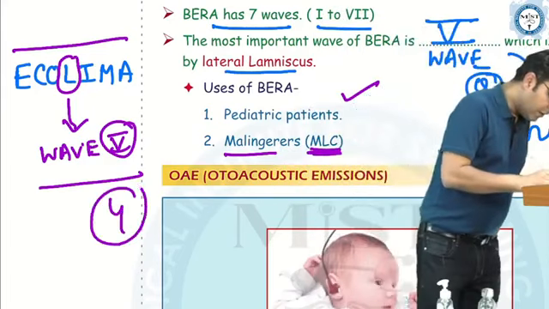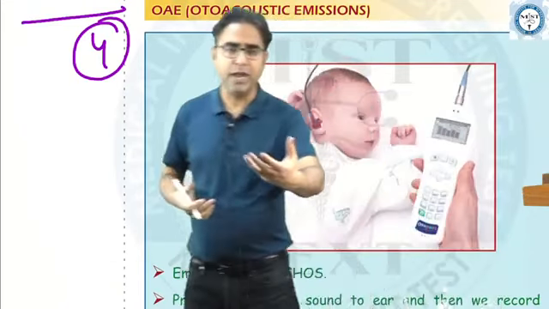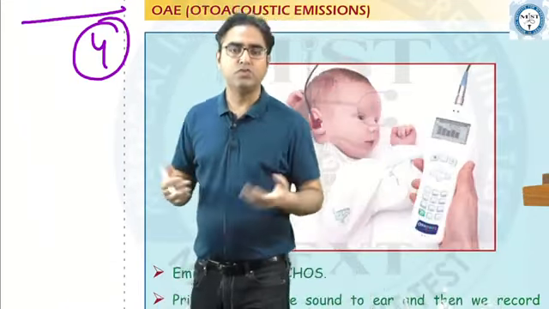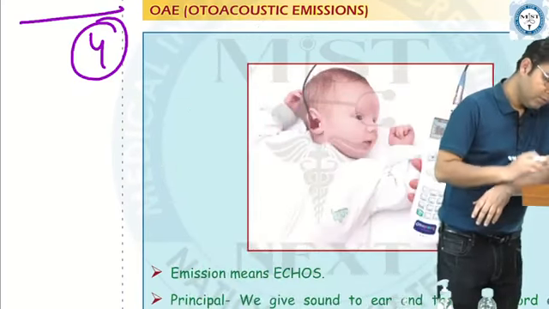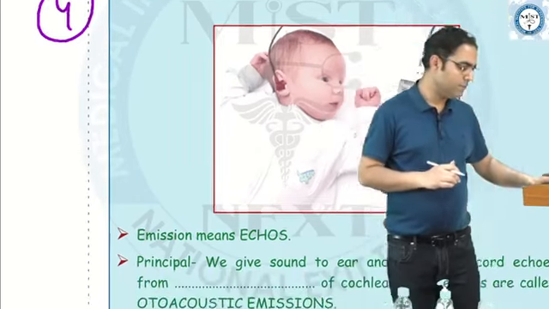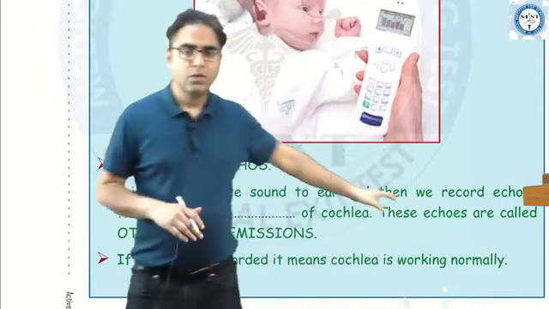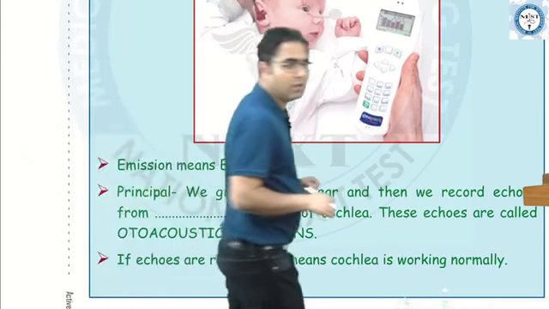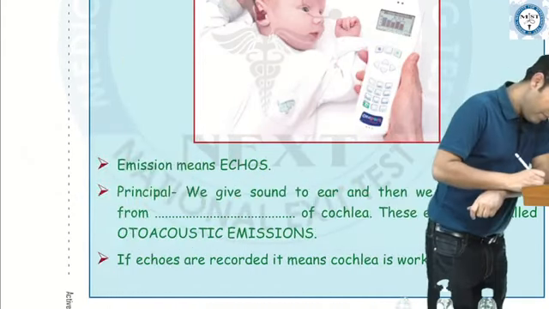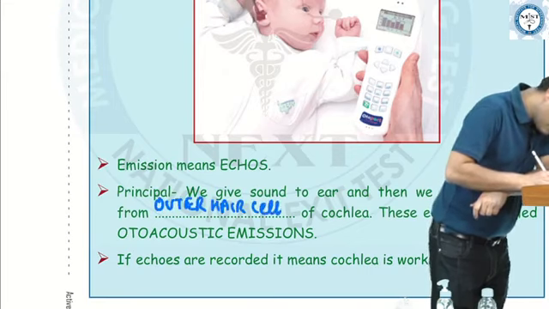Now the fourth test, beta, otoacoustic emission. It's a very small machine, a handheld machine. Emission means echoes. Principle: we give sound to the ear and then we record echoes from the outer hair cells of the cochlea.